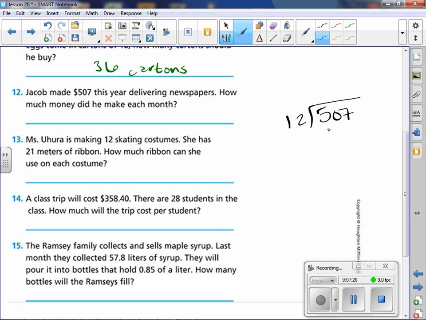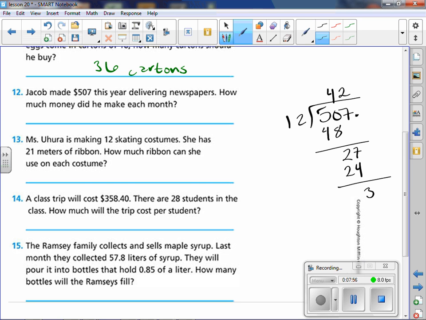Well, 50 divided by 12, if it was a 10, it would go 5 times, so this is probably only going to go 4 times. We'll put 4 up there. 12 times 4 is 48. Perfect. Subtract out, I get a 2. Bring my 7 down, I get a 27. Well, I know that 12 will go into 24 twice. So 24. Subtract out, 7 minus 4 is 3.